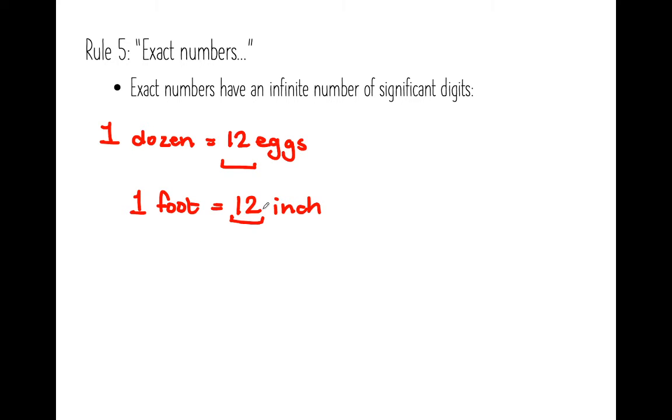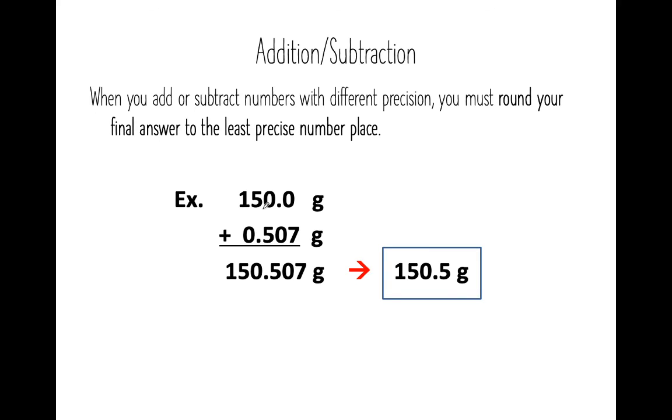So with these 5 rules, if you're looking at any given number, you should be able to identify how many significant figures they have in that particular number. Now, why is this important, right? It's important when we do our calculations. And there are 2 main categories of calculations that we would do in chemistry. The first of which is addition or subtraction.